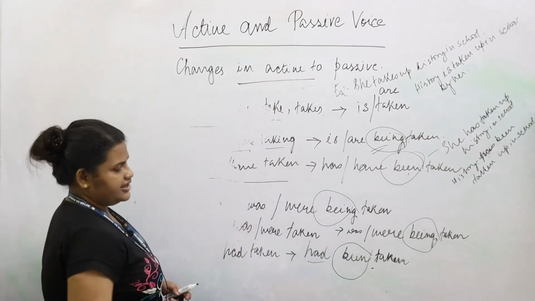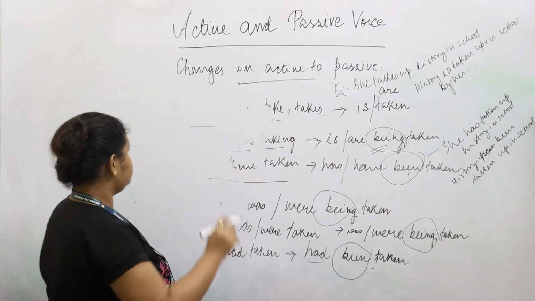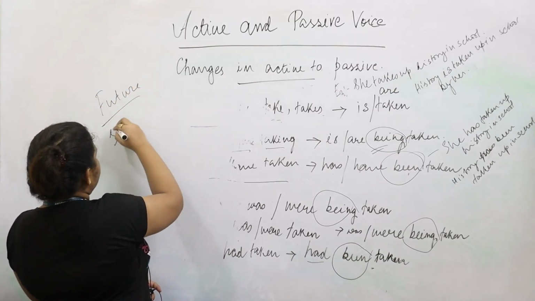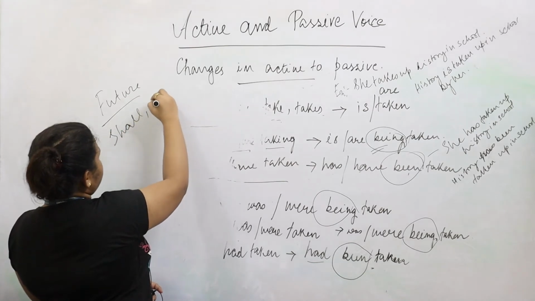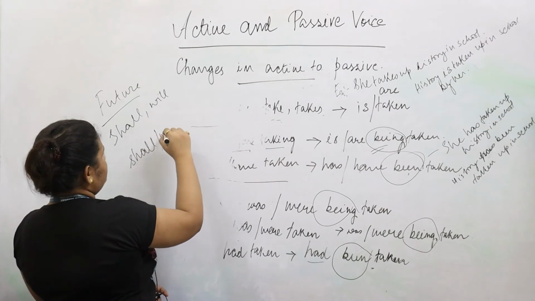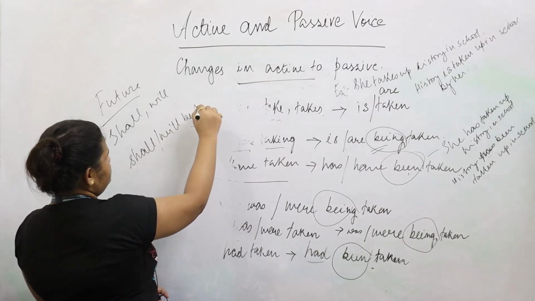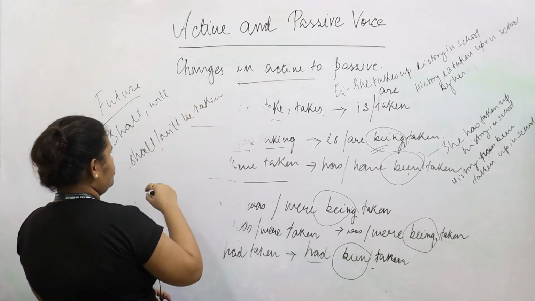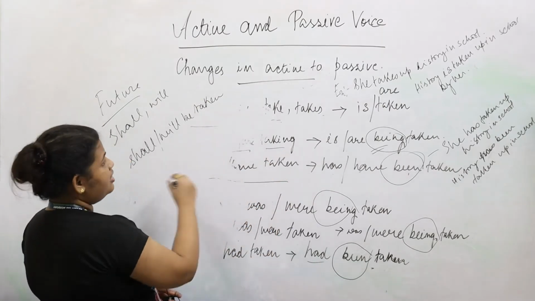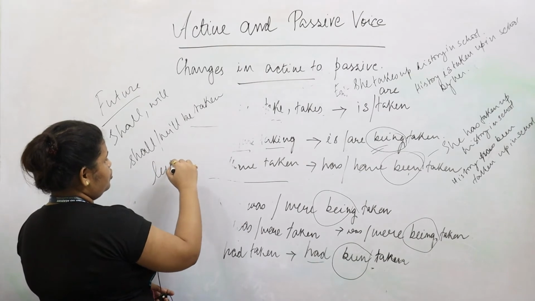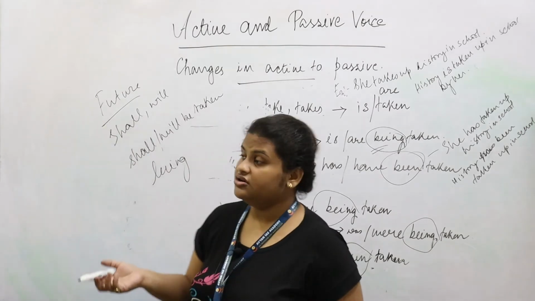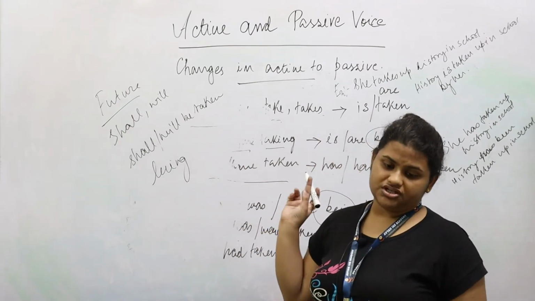future tenses would look like the "shall" or the "will" become "shall be taken" or "will be taken". If it is in a continuous tense, it would again become "shall", and it would include the "being", and then we would transform it for the future continuous tense.